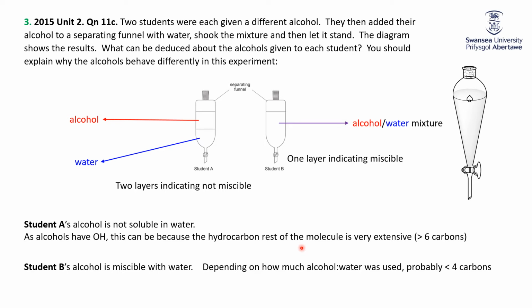Methanol, ethanol, and propanols are completely miscible with water, so it doesn't matter the ratio. However, butanol, pentanol, hexanol have got limits in the amount that you can mix, so it really does depend on how much alcohol to water you had. But to have it totally miscible, you probably say less than 4 carbons.